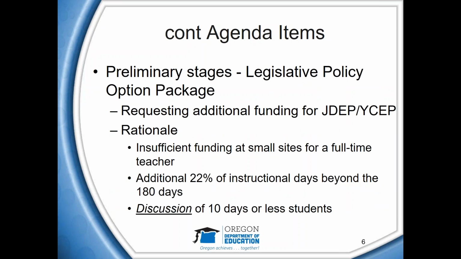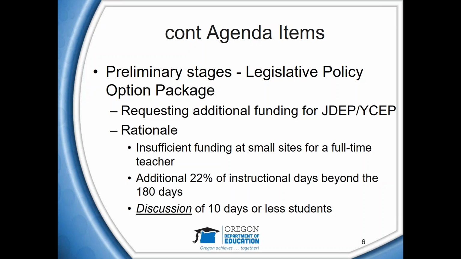Okay, so as Joy was alluding to, ODE recognizes, OIA recognizes, OJDDA, which is the Oregon Juvenile Department Directors Association, recognizes, and our education lobby partners such as OEA, COSA, OSPA, we all recognize that funding for JDEP and YCEP is insufficient. And so just like for the 17-19 biennial, we're preparing a policy option package requesting additional funding for JDEP, YCEP.